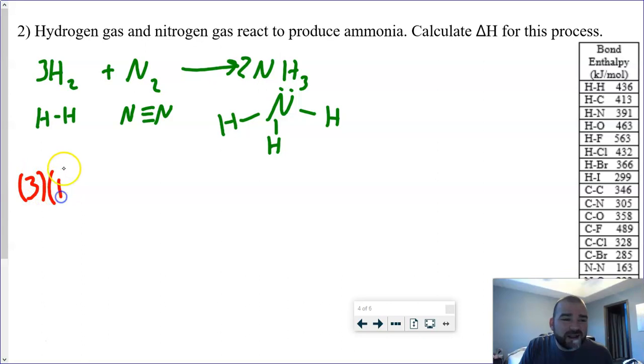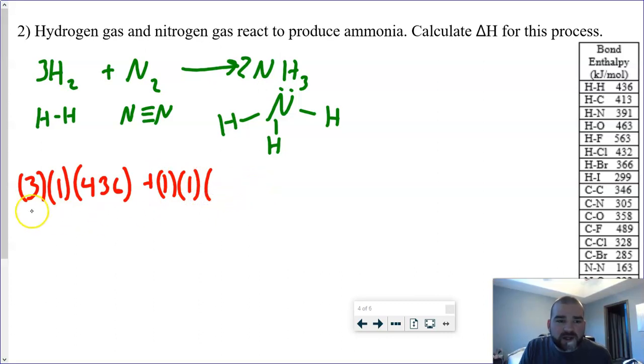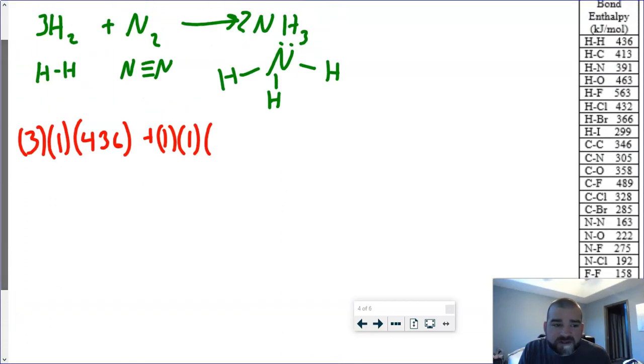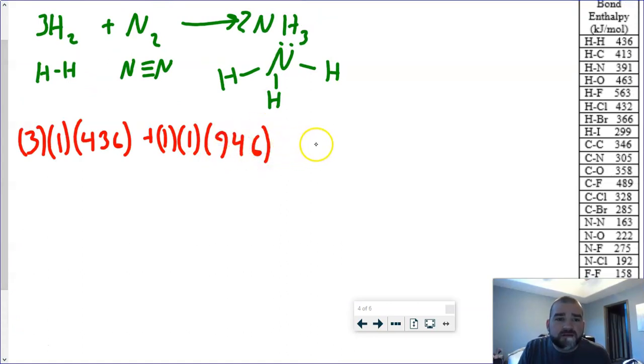Coefficient is 3. I have 1 HH bond. I'm doing the reactant side, right? What's the total energy of an HH bond? 436. First one on the list. Plus, I go to my next molecule. Coefficient is 1. I have 1 triple bond. The triple bond energy for the nitrogen is, let's find it, way down there. Near the bottom. It's kind of tough to see on this sheet, but I promise you on your periodic table, maybe it's a little easier to see. We have a triple bond of nitrogen equal to 946. I hope you can find that. It's way near the bottom. That's it. Those are my reactants. I can get a total.